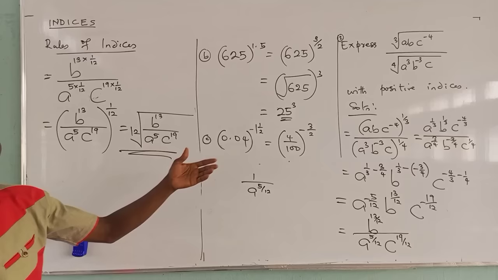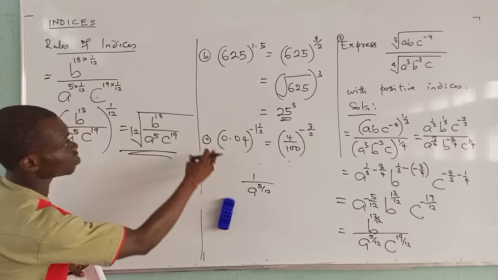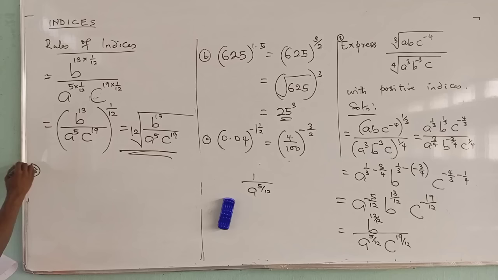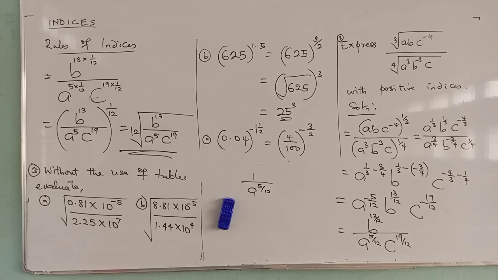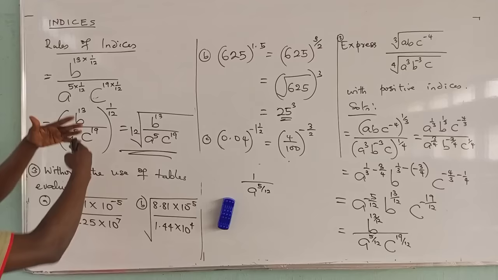Okay, and that's the second problem, which is actually the fourth, but in my numbers, it is the second. So here we'll take the third now. The third problem here says, without the use of tables, that's mathematical tables, evaluate this and this. So they are not expecting us to do this using the normal log tables or whatever to do the evaluation. They are expecting you to use the rules of indices to solve this problem.